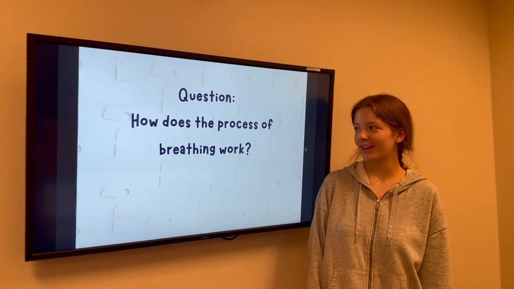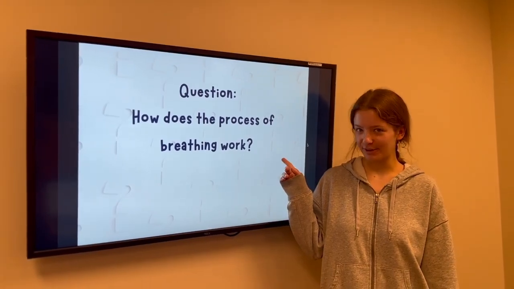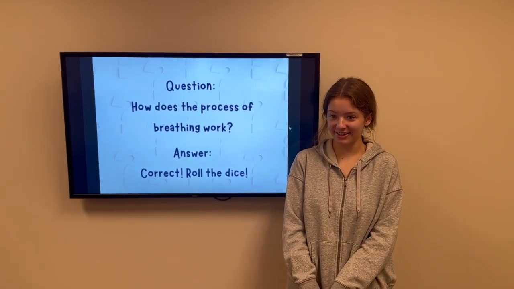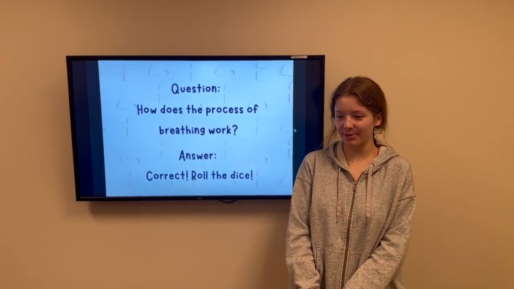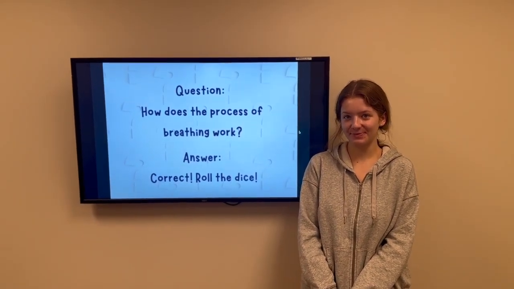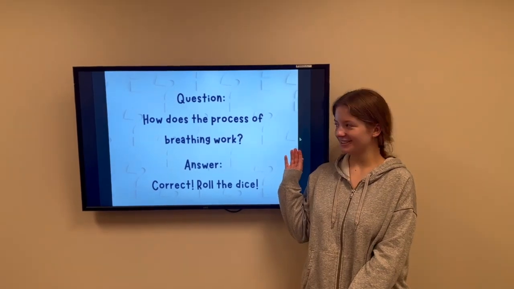Question 8 for Brooklynn. How does the process of breathing work? During inhalation, the diaphragm contracts and moves down, allowing the lungs to expand and fill with air. During exhalation, the diaphragm relaxes and pushes all that air out. That is correct. This process of inhalation and exhalation ensures a constant supply of oxygen while removing waste gases. Let's roll the dice.